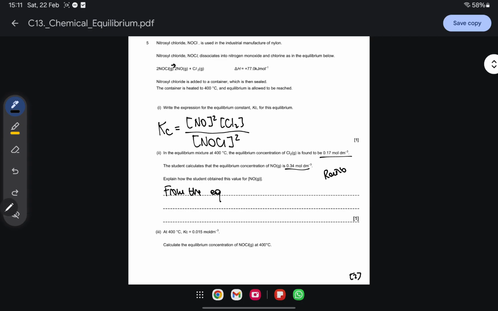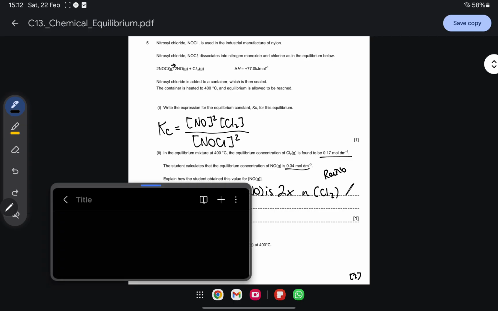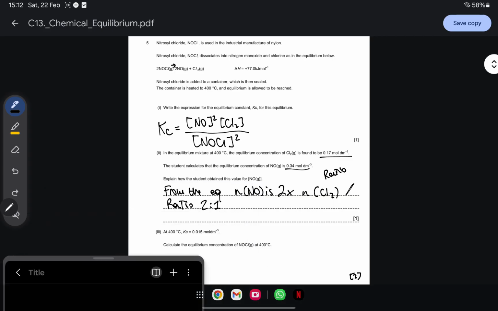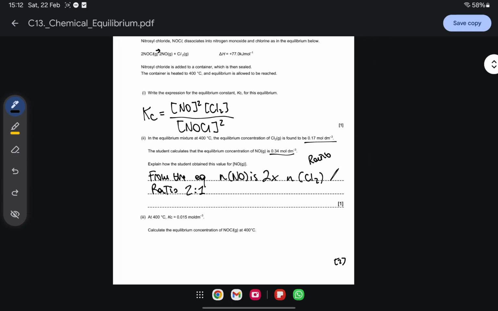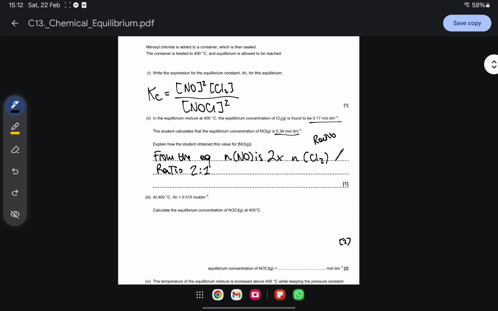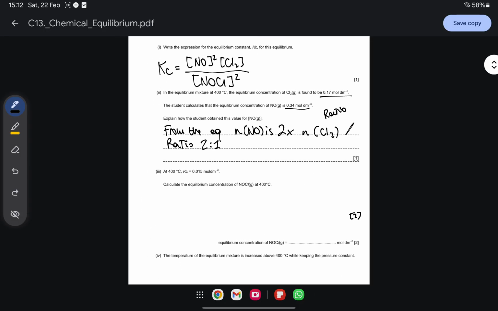From the equation, it tells us that the moles of NO is 2 times the moles of Cl2. Why? Because of the ratio. Either write it like that, or write that the ratio is 2 to 1. And next we have this very interesting question. I think you're going to need the value of Kc, and that's it. So off you go. First of all, if you got 1.1, you got the right answer. If not, follow along.